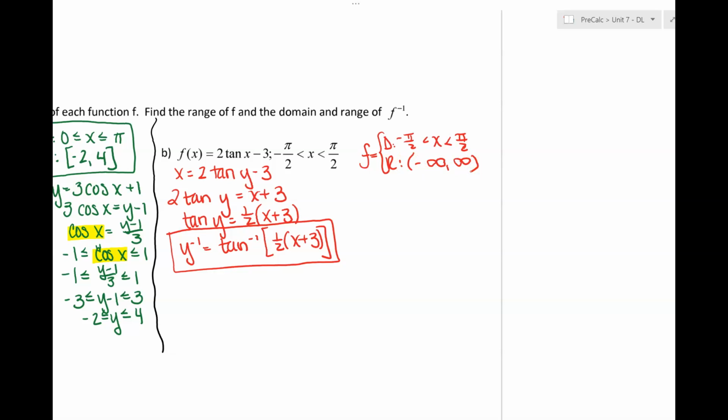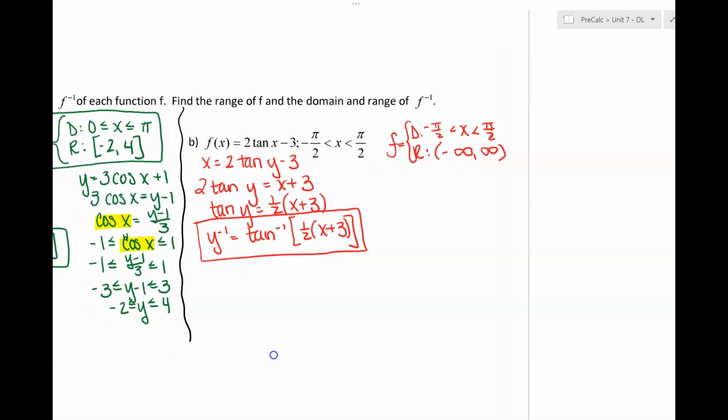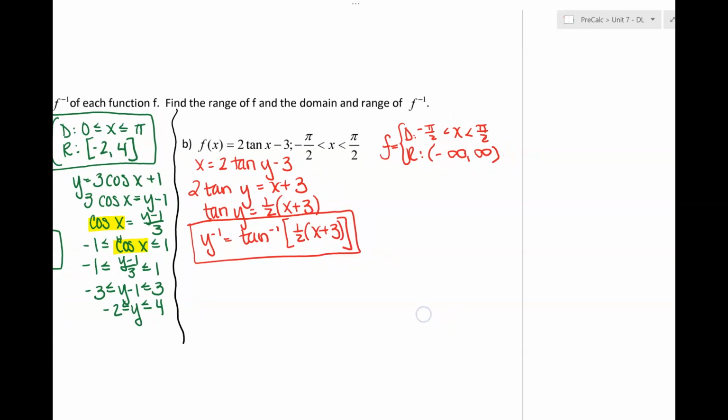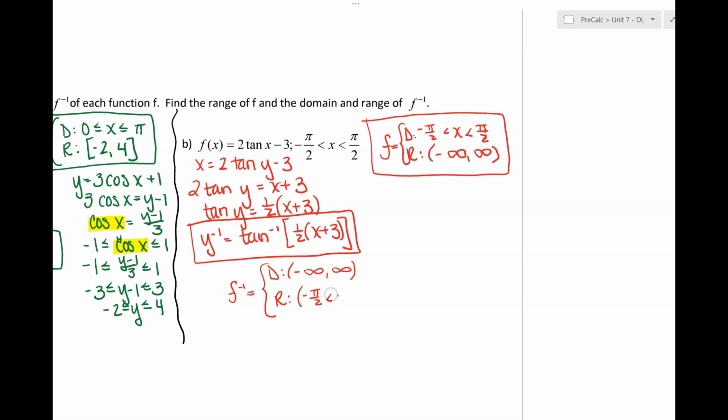Now, we don't have to go through this whole process of restricting the range because our tangent function isn't oscillating back and forth between 1 and -1. It's shooting off to infinity and negative infinity. So we can say that the inverse function has a domain of negative infinity to positive infinity, and its range is the restricted, non-inclusive, negative pi over 2 to pi over 2. There we go.